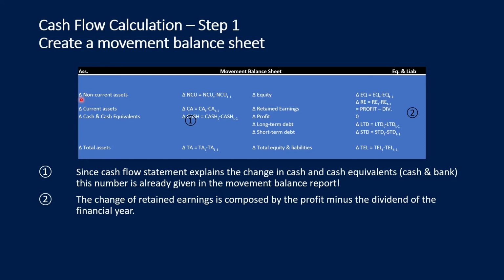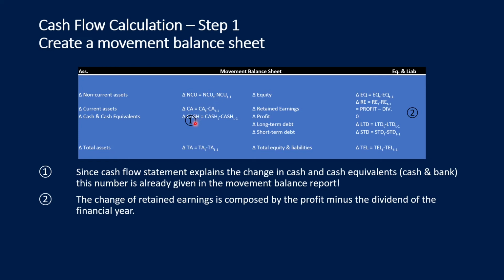So here we see the change in non-current assets. Here we see the change in current assets. Here we see the change in cash. Here we see the change in total assets. Same on the equity and liability side. Here we see the change in equity, and so on and so forth. If we look here, the change in non-current assets is always given by the non-current assets of this year minus the non-current assets of the previous year.